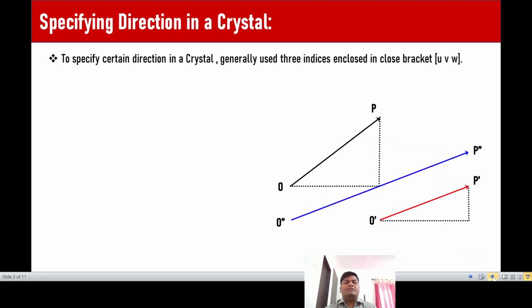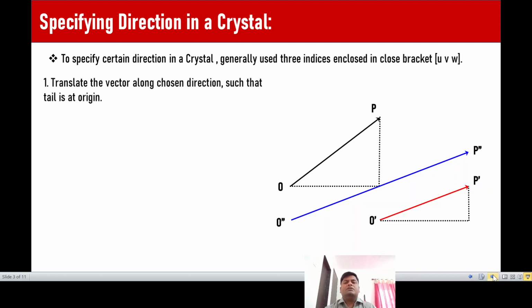Now we will discuss specifying a direction in a crystal. To specify a certain direction in a crystal, generally three indices u, v, w are enclosed in a square bracket. In this way we can represent any direction in a crystal. So specifying a direction is different from specifying a point in that a square bracket is used over here. This is the difference between specifying a point and specifying a direction in a crystal.